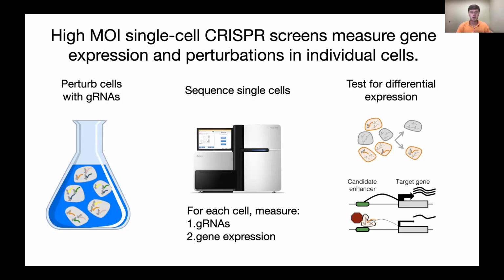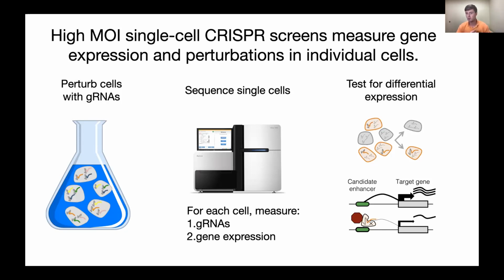Then for each cell, we're going to measure its transcriptome, that is to say the expression of the genes, and we're also going to measure the guide RNAs that the cell received. The final step is to do differential expression testing. There are different ways to do this, but a common strategy is as follows. We're going to do gene-to-gRNA pairwise differential expression testing.